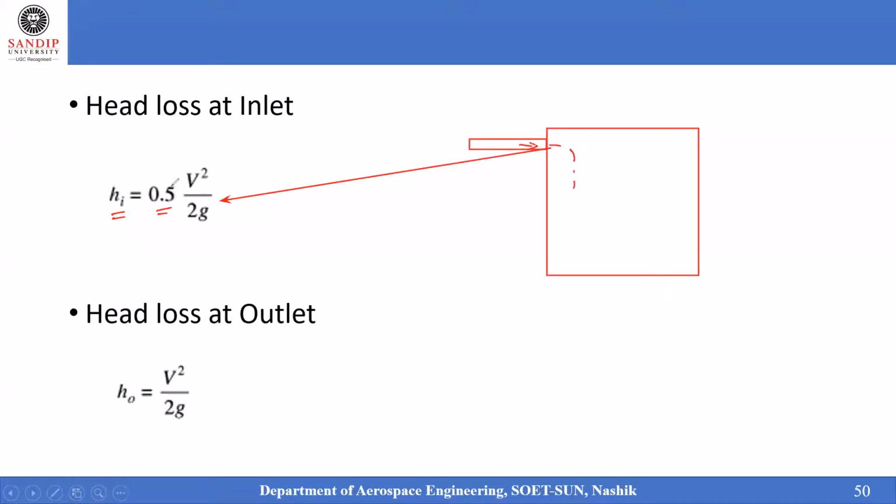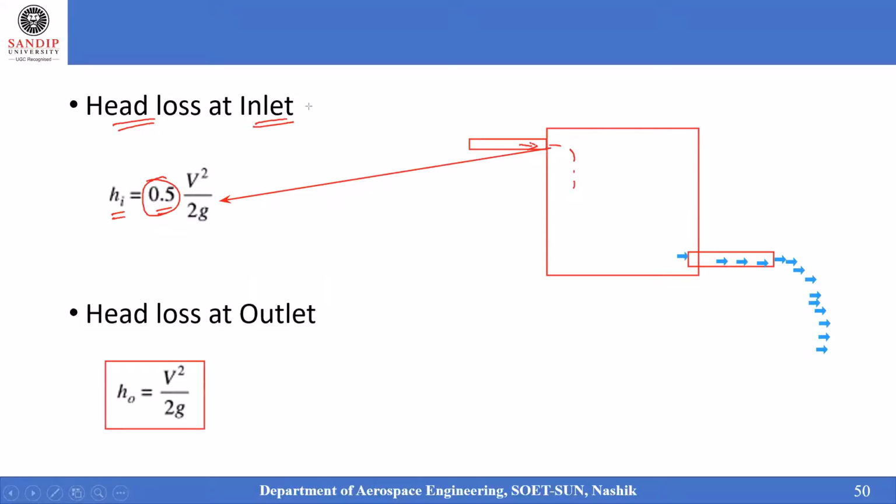So this 0.5 is the constant due to that particular fluid flow, and head loss at the inlet is equal to 0.5 V square by 2g, when the head loss is due to the inlet. Now, if there is a pipe flow which is releasing fluid out from it, that case can be addressed as the head loss at the outlet.